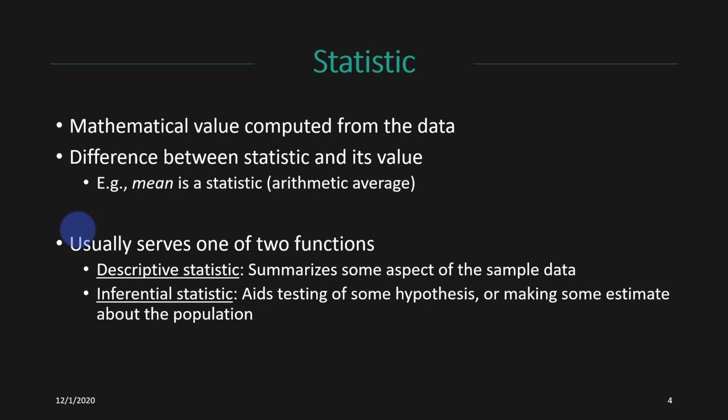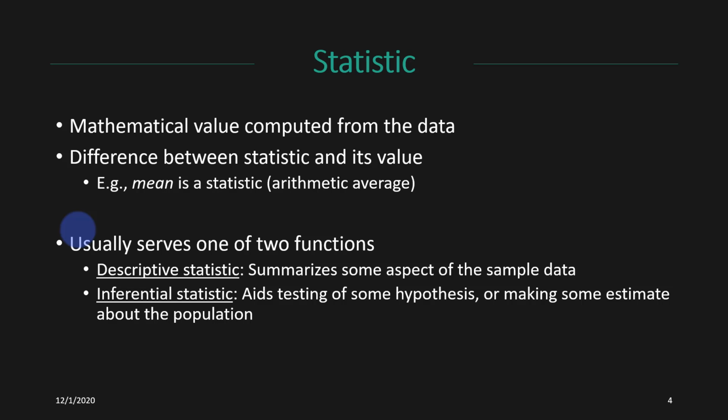So when we use the term statistic, these are mathematical values computed from the data. For instance, the mean is a statistic that we might calculate. And then there's a difference between the statistic and its value. So the mean is the statistic, but the mean height might be a particular value. Or the median height might be a particular value, where again, the median is a statistic, but then it can take a particular value when describing a sample.